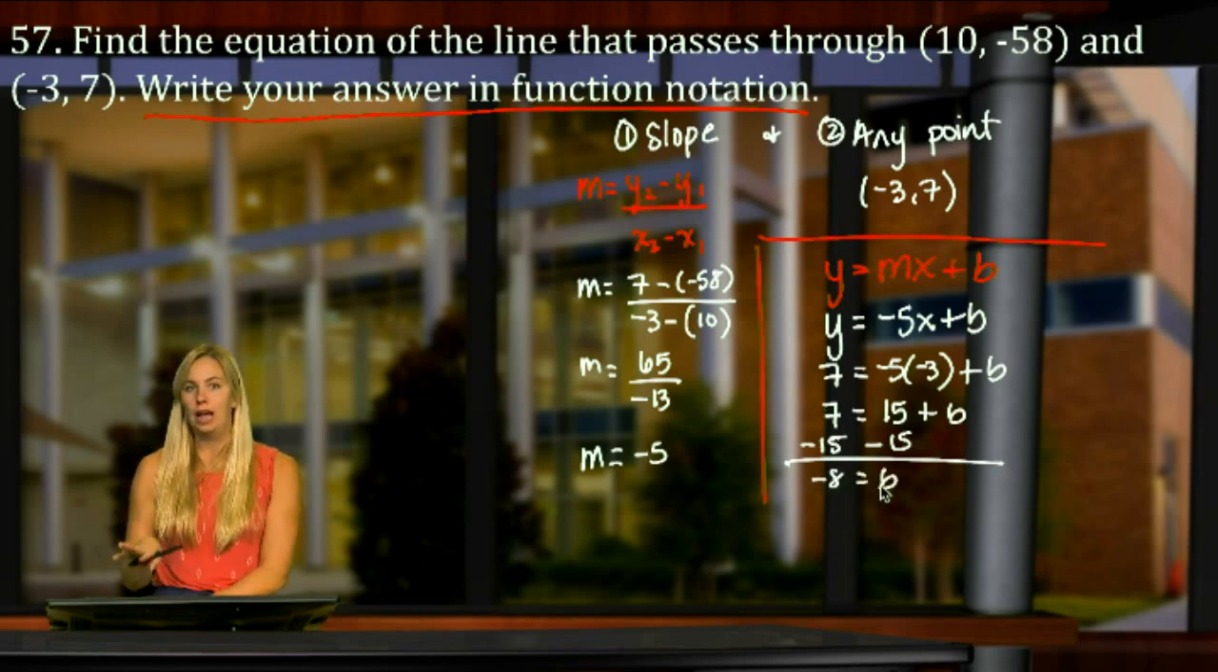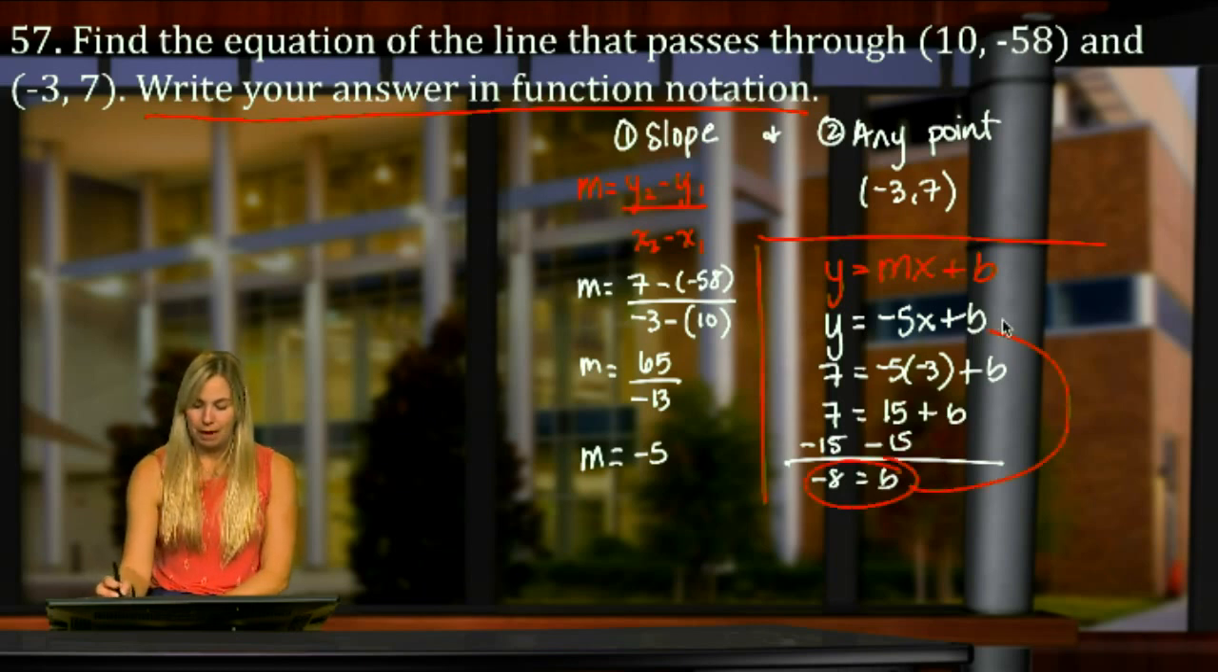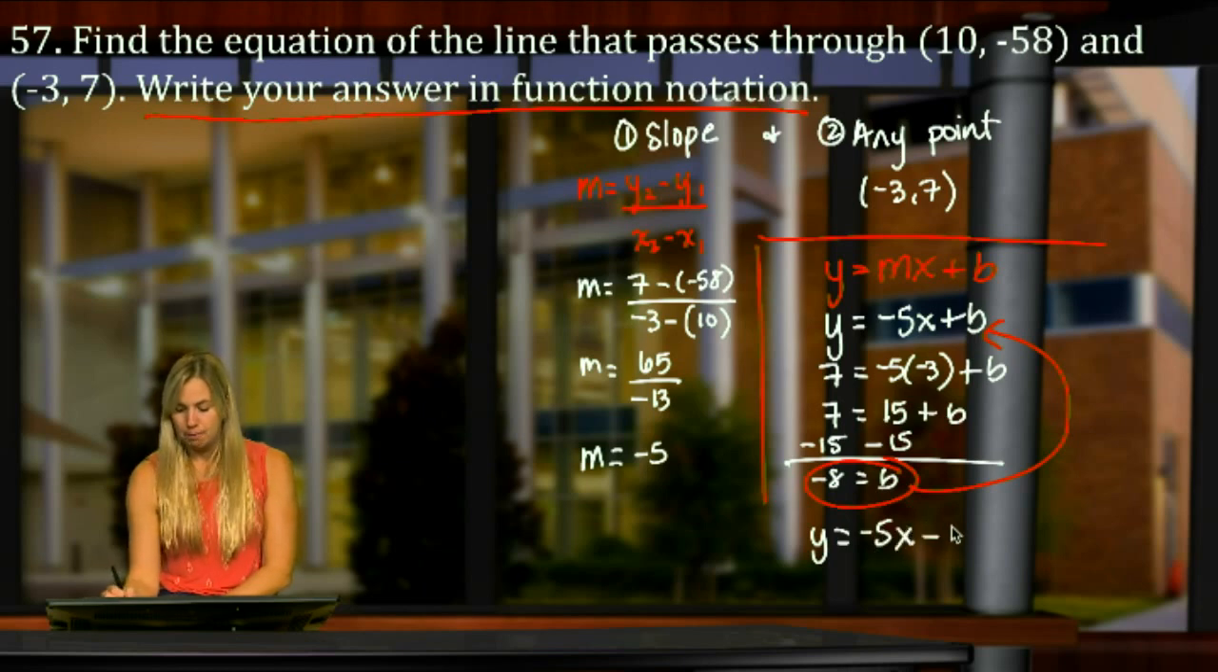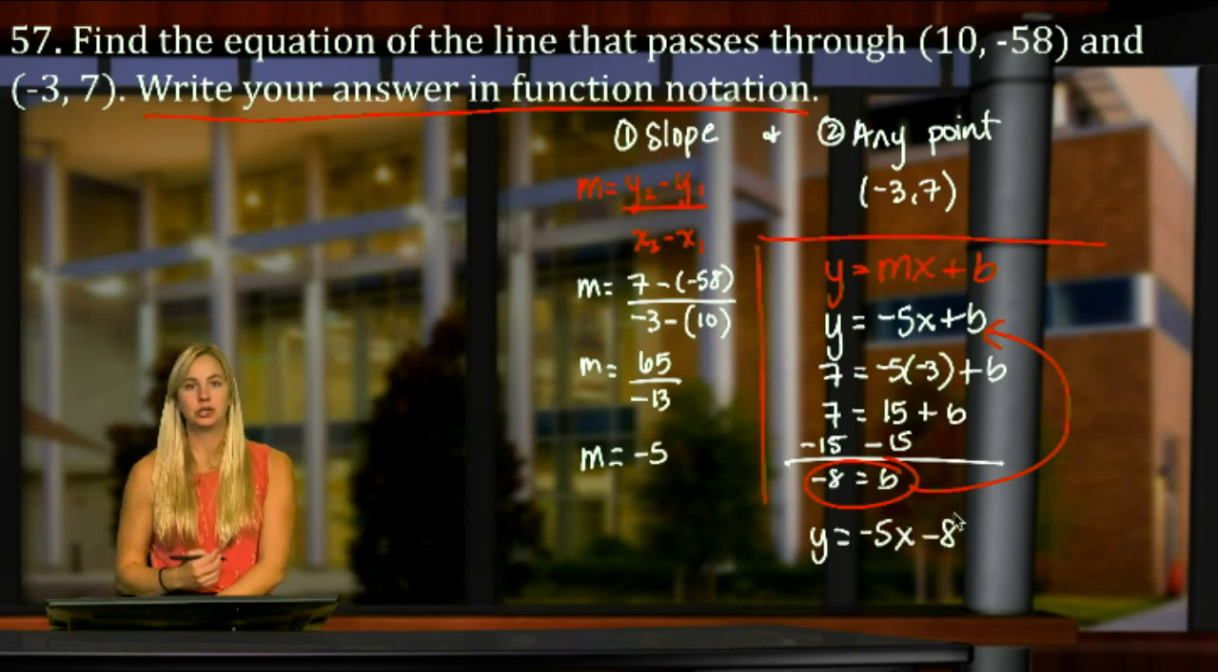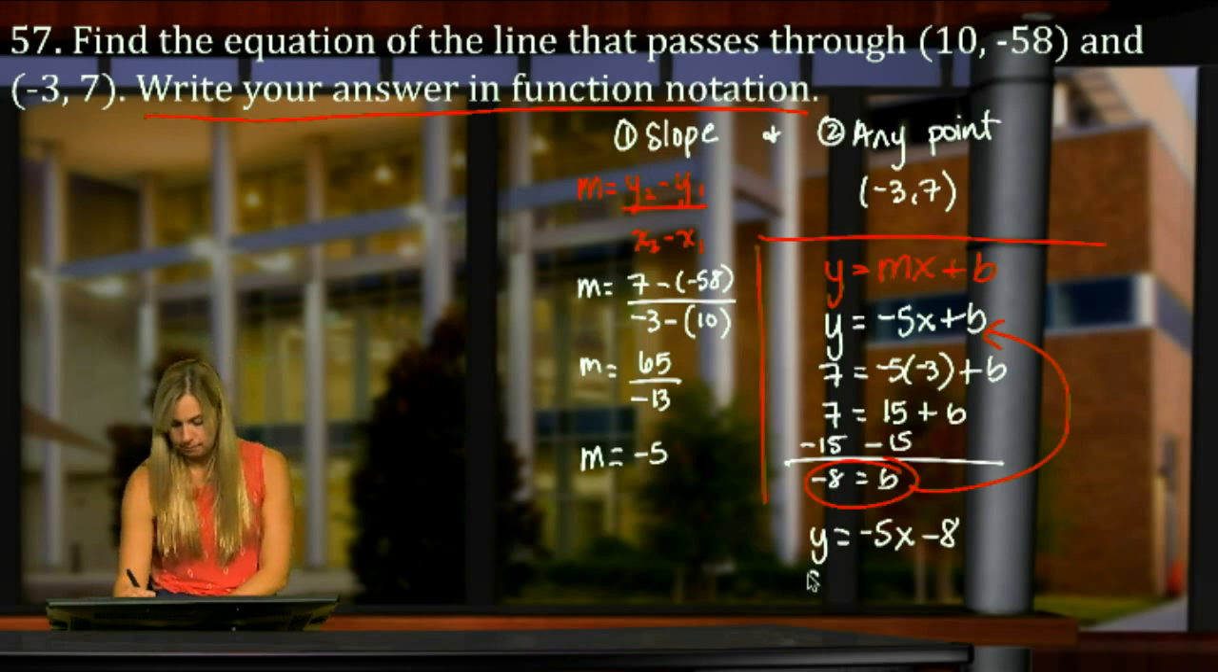Now, right away, I'm sure some of you are thinking, man, that's so much easier and so much faster. The trick is remembering to take that value of b and plugging it back in. So we have y equals negative 5x minus 8. And then to write it in function notation, simply replacing y with f of x.